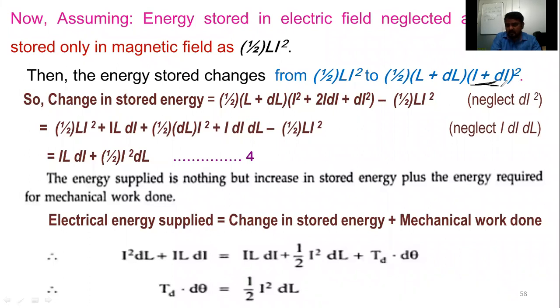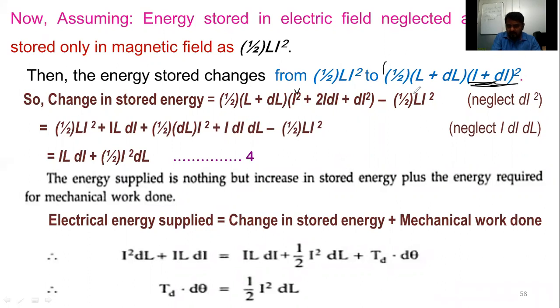(A plus B) whole square is A square plus 2AB plus B square. Yes, we'll write like that. A square is nothing but I square, which I have written here. 2AB: so 2A means I, with dI as the B here. Plus B square is nothing but dI square. We have split it here now.